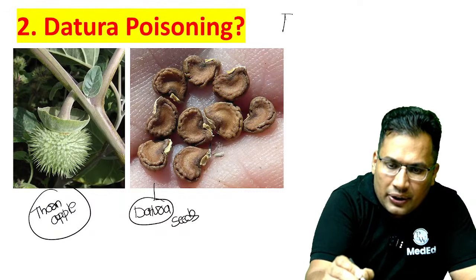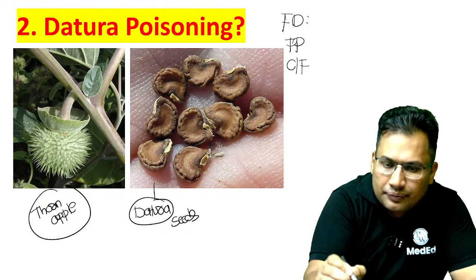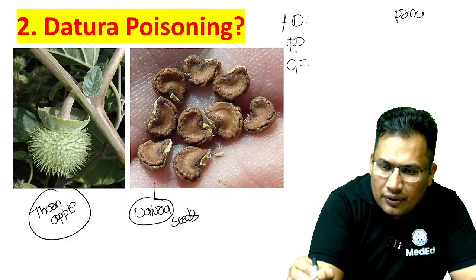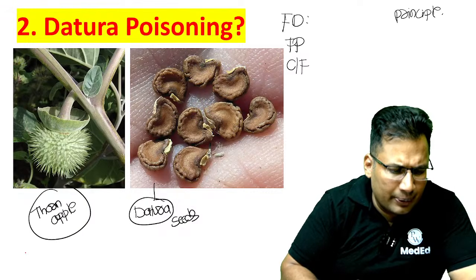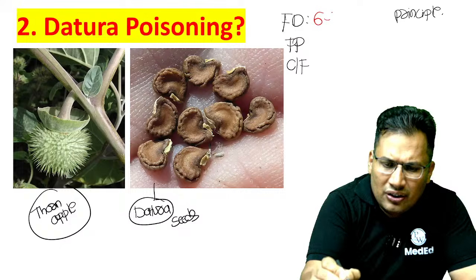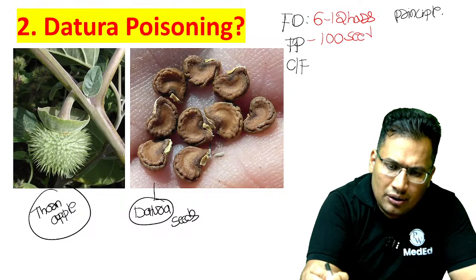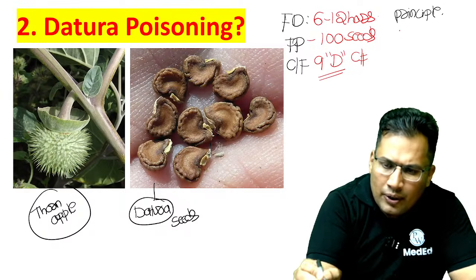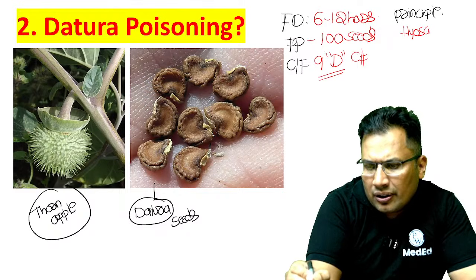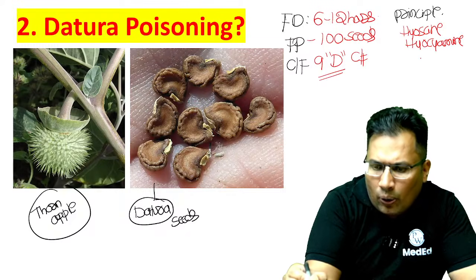What is the fatal dosage? Fatal period. Clinical features. Active principles. All are important questions. Fatal dosage depends on gastric lavage and type of food. Fatal period 6 to 12 hours, up to 24 hours. Fatal dosage 100 seeds. Clinical feature, 9D manifestation. Principle, it consists of hyoscine, hyoscyamine, and atropine.